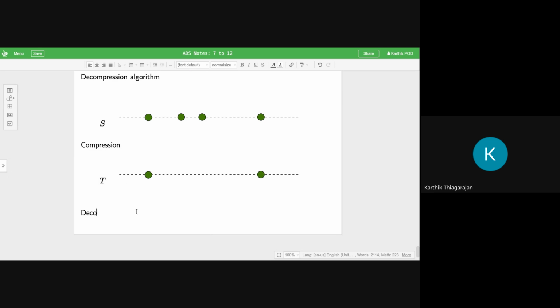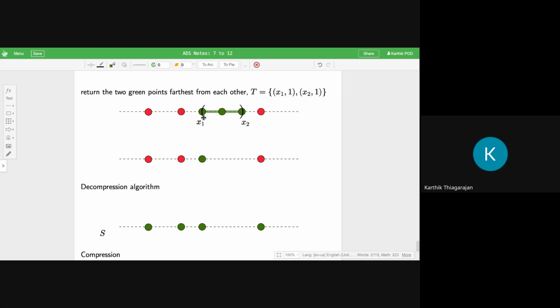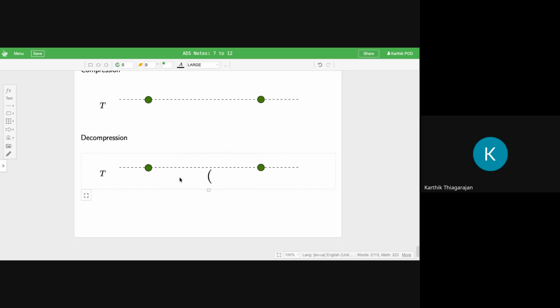Now decompression will take T as input. And what will it do? It will return a classifier which says: start with this, and end with this. Anything that goes in between is green. Now you're asking, what if there is a red point that comes in between? Is that correct?